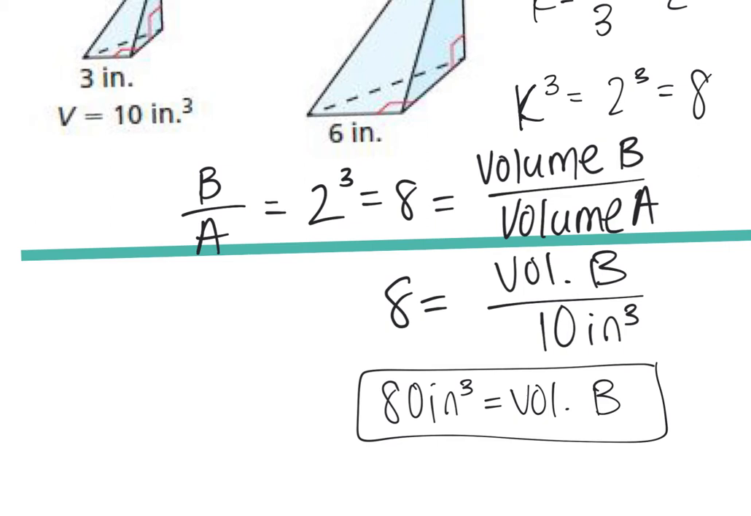For area, what are we doing to the scale factor? Squaring it, okay? So for area, you're squaring. For volume, you're cubing it, right? Because volume is units cubed. So think about it like that. An area is units squared. Okay?